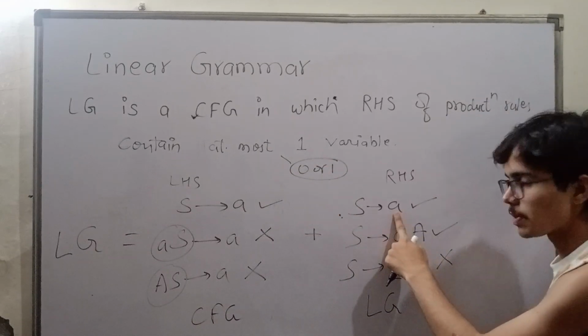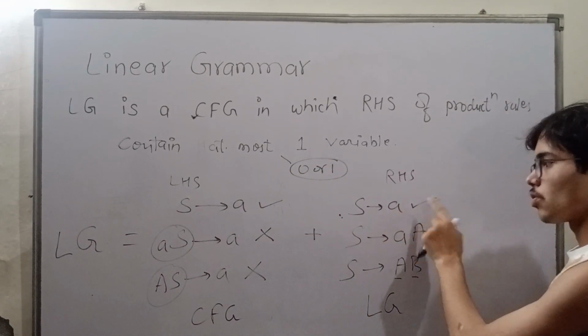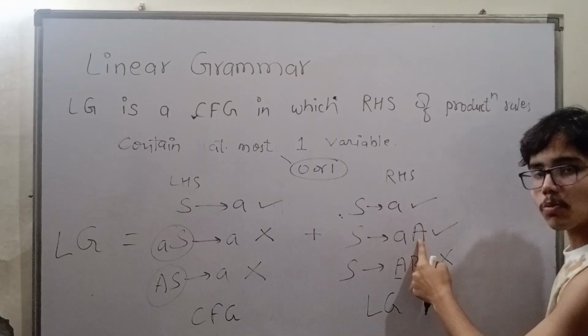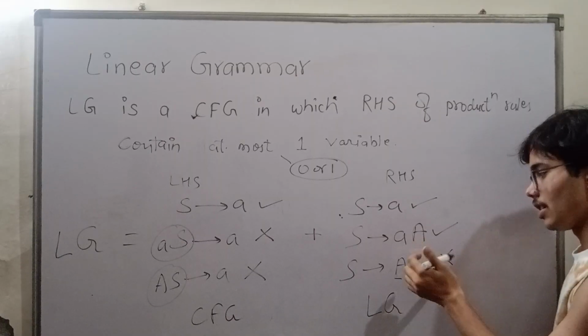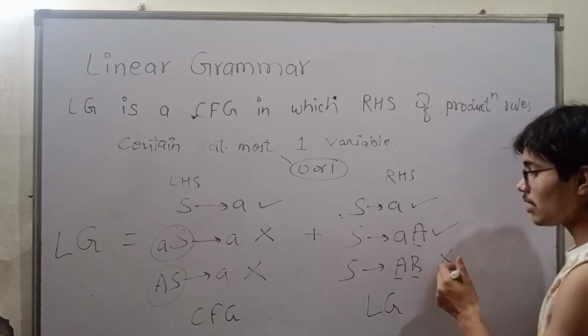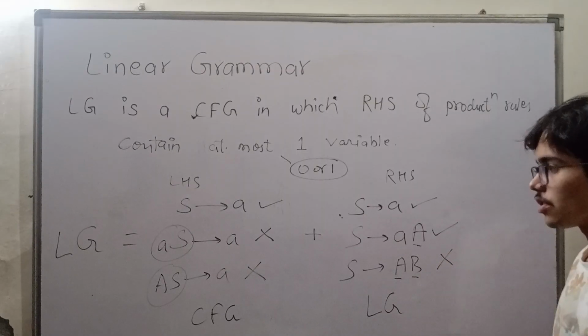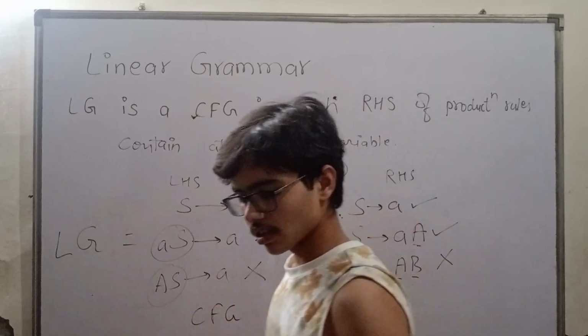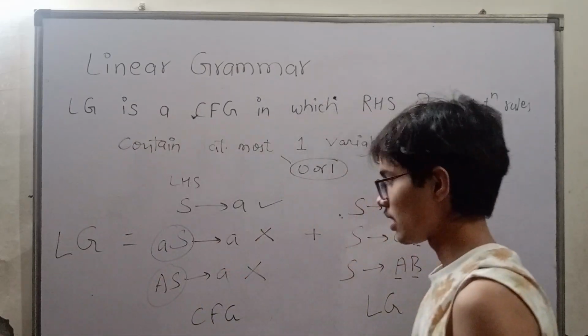Here 0 variables are present, so this is okay. Here at most one variable is present, so this is also okay. Here two variables are present, so this is not okay. So that results in a context-free grammar. I hope you understand.